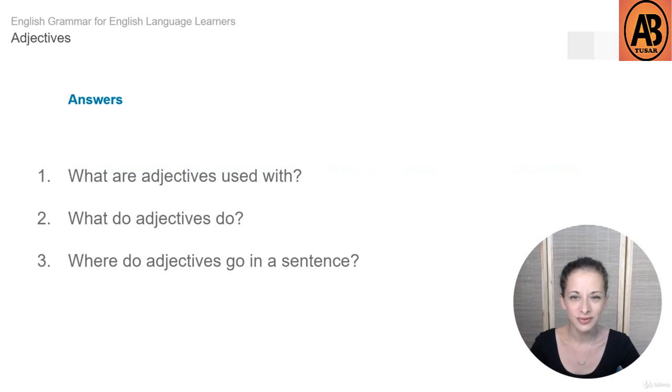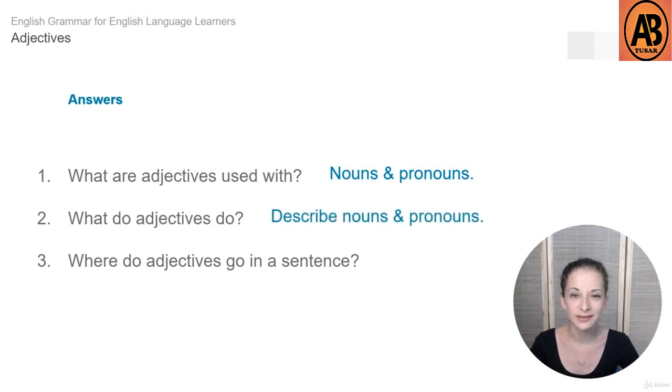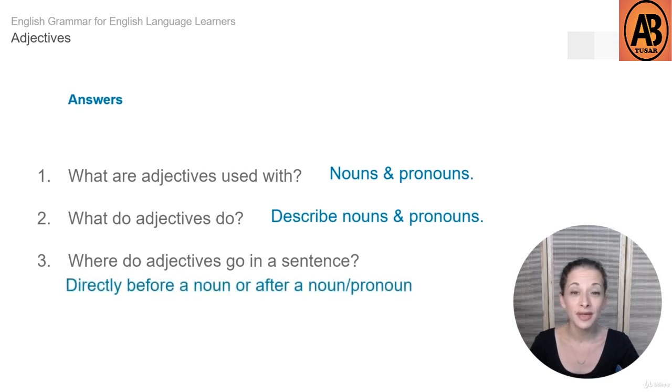Okay, how did you get on with those questions from the beginning? Number 1. Can you remember? They're used with nouns and pronouns. Number 2, what do adjectives do? Well, they describe or add information to these nouns and pronouns. And number 3, adjectives can appear directly before a noun or after a noun or pronoun with a linking verb.